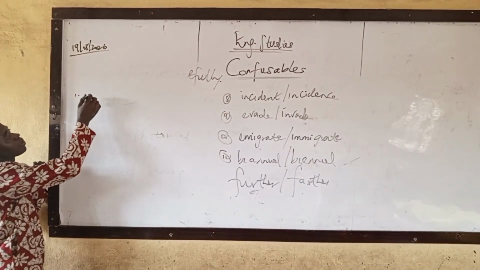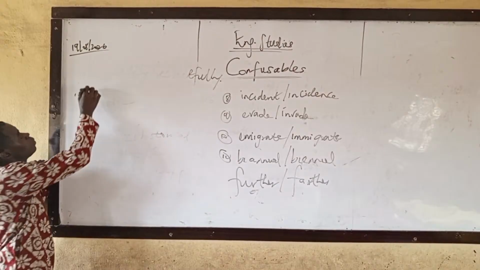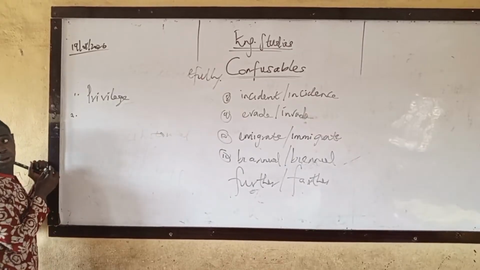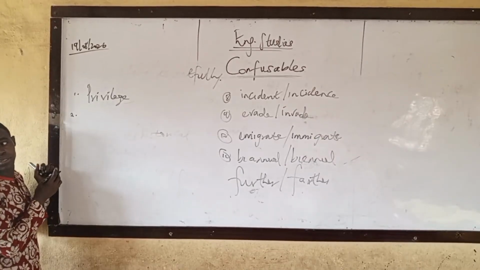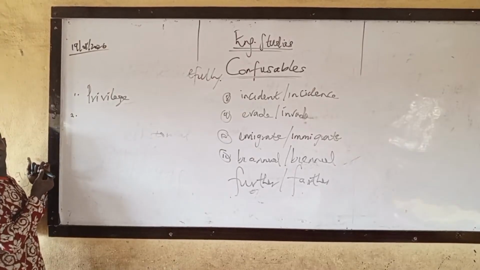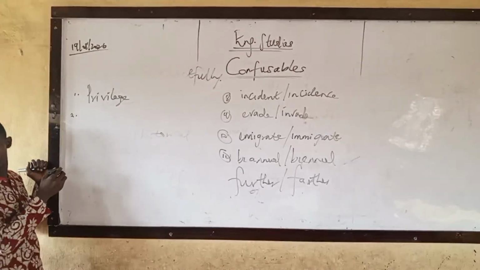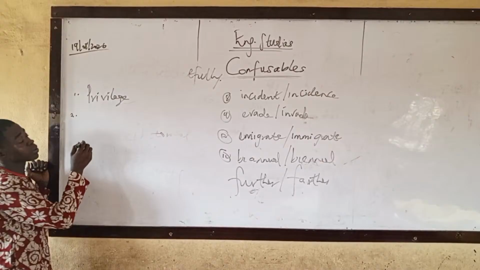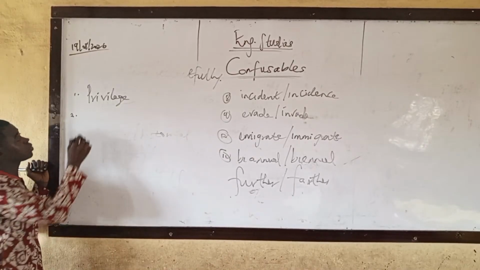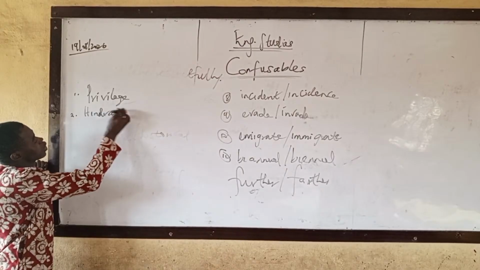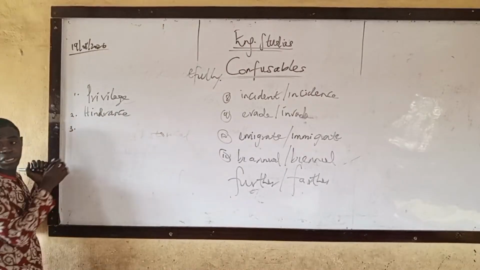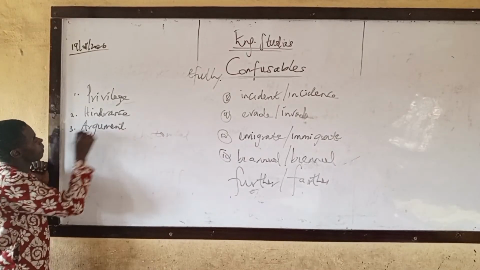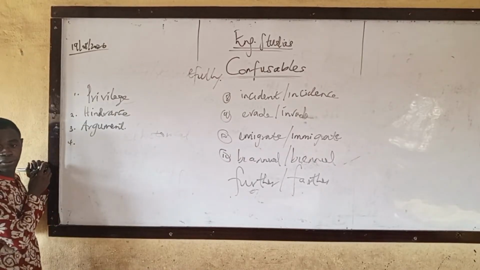One. What is one? My child, what is one? Privilege. Please, there's no D. Number two. Tell me number two. Hindrance. There's no E yet. Three. Argument. There's no E yet. Four. Dining. This is not 2 N's.